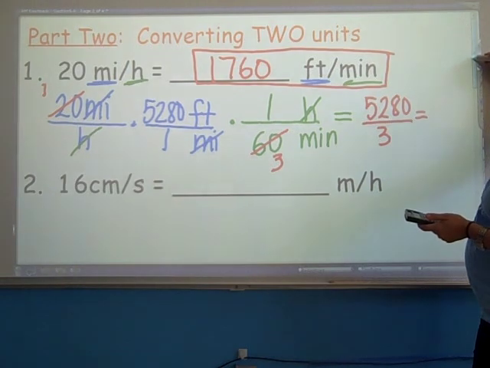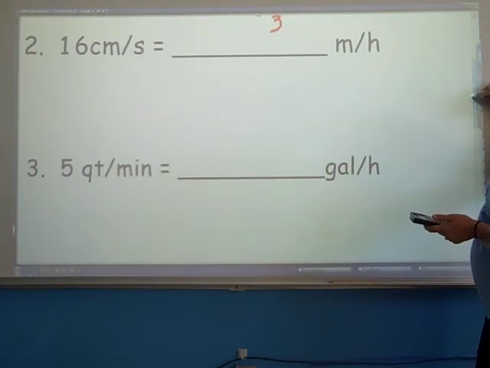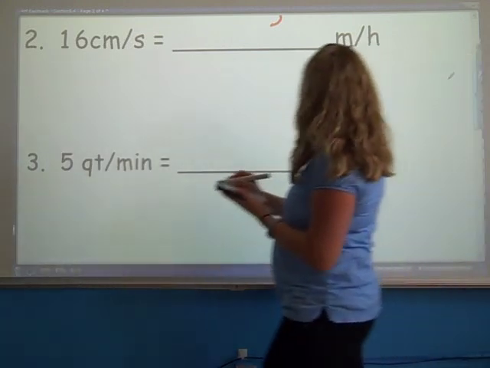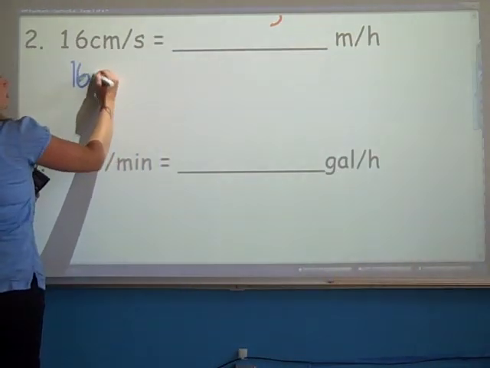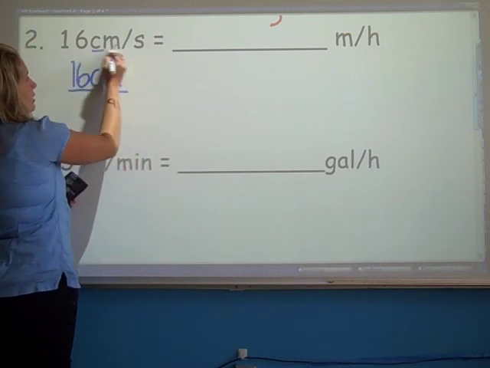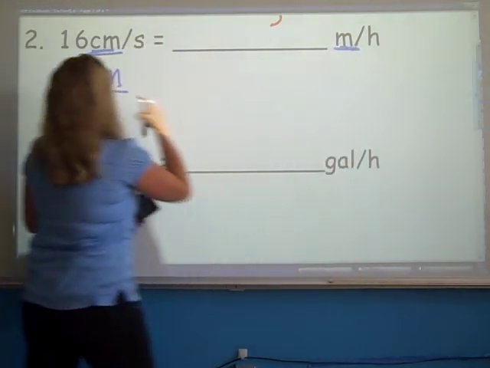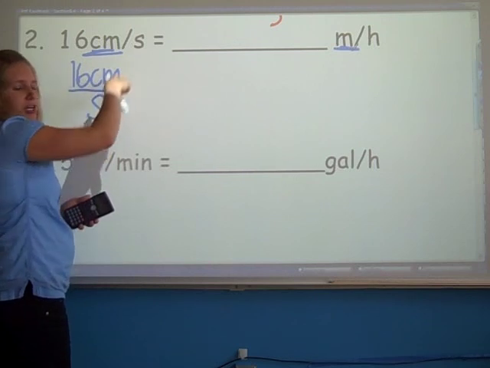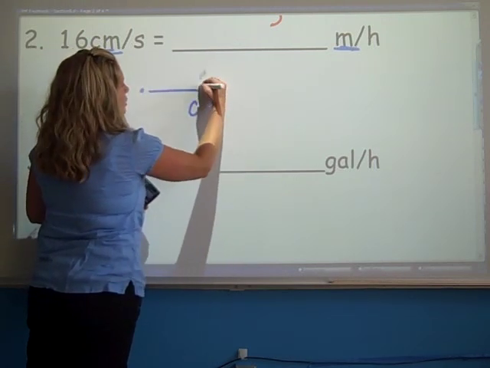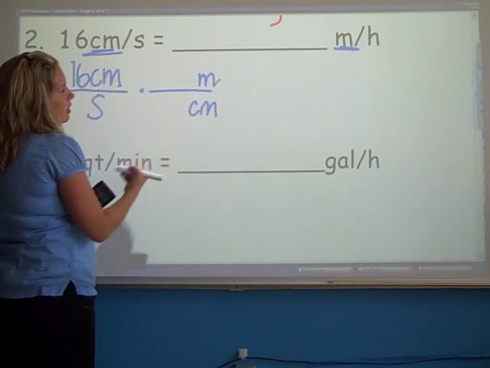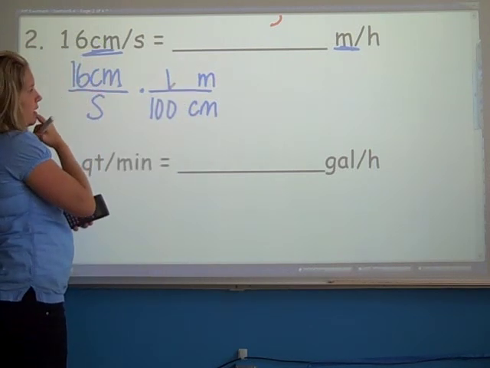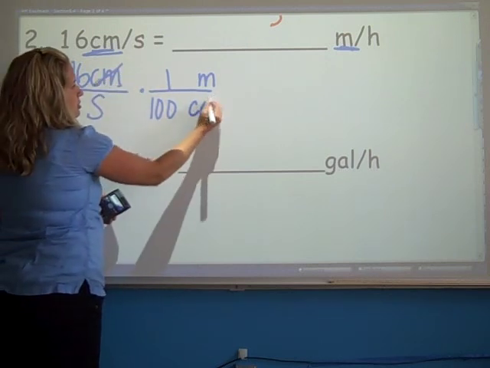All right, let me try one more with you, and then you're going to try one on your own. Okay, 16 centimeters per second. And I want to change centimeters to meters. To get rid of centimeters, it's in the numerator, put it down in the denominator, and put meters up top. There are 100 centimeters in 1 meter. Cancel out centimeters and centimeters.